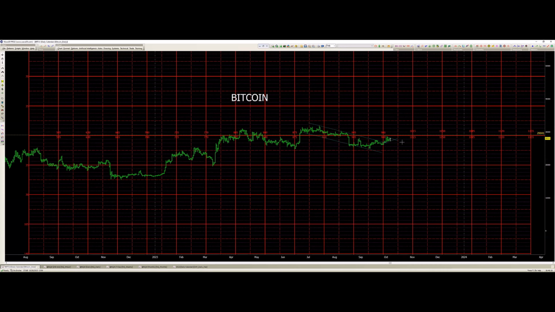Wait for the break of this quarter square. On the downside, you're looking at about 26,770, and on the upside, the full square, which is just slightly under 29,000. Those are the key markers. Let's jump over to the NASDAQ and then we'll talk about the commodities.